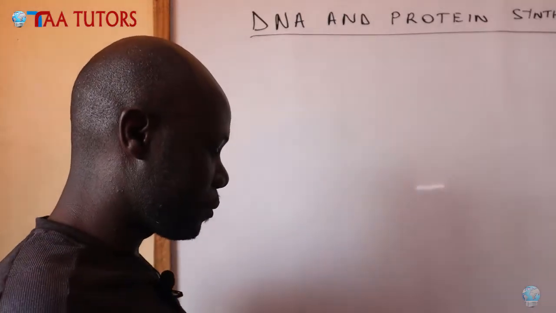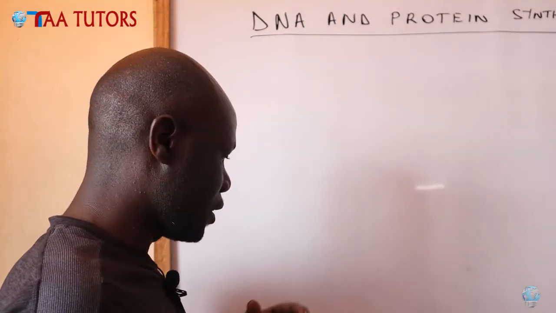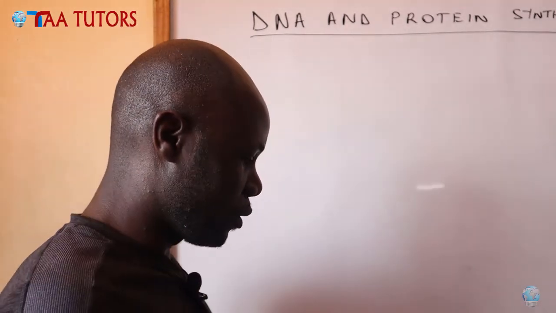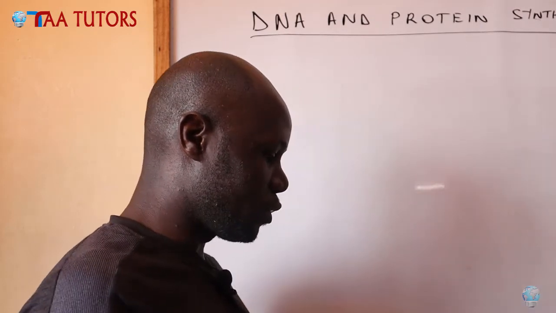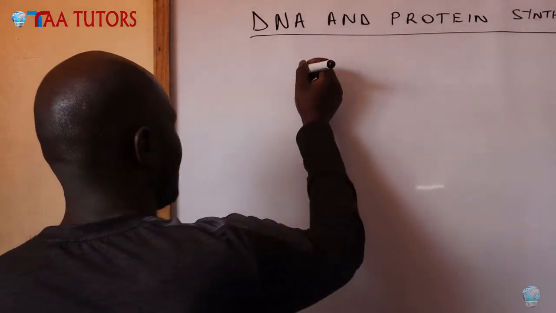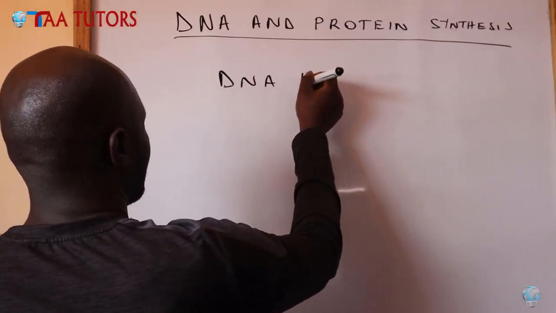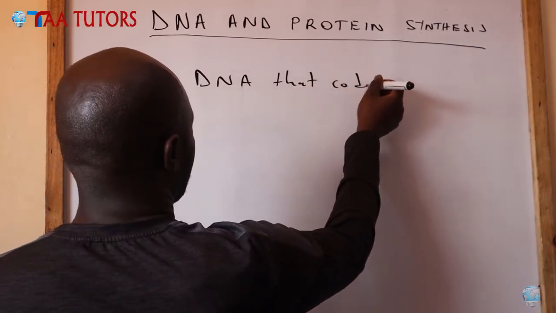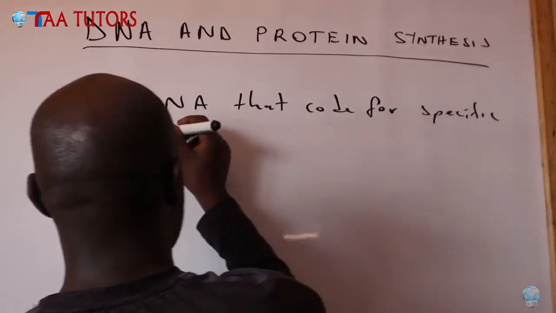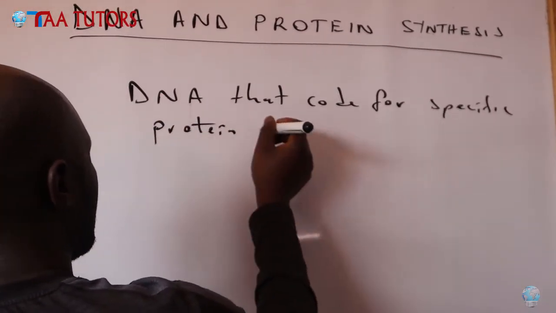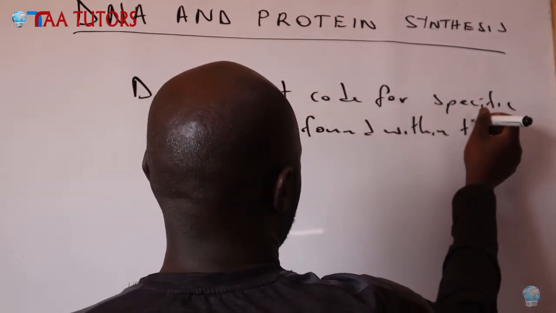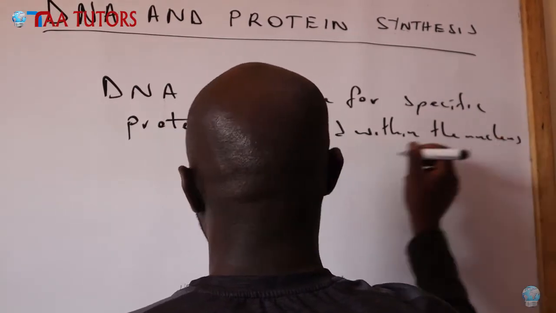Now we know that in the eukaryotes, the organisms that have cells with a membrane-bound nucleus, the DNA that codes for the individual protein is in the nucleus of the cell. So that is the first thing that we should be capturing, that the DNA that codes for a specific protein is found within the nucleus of the cell.